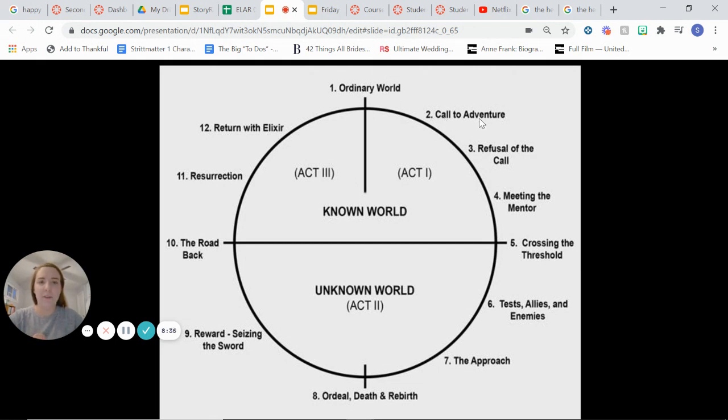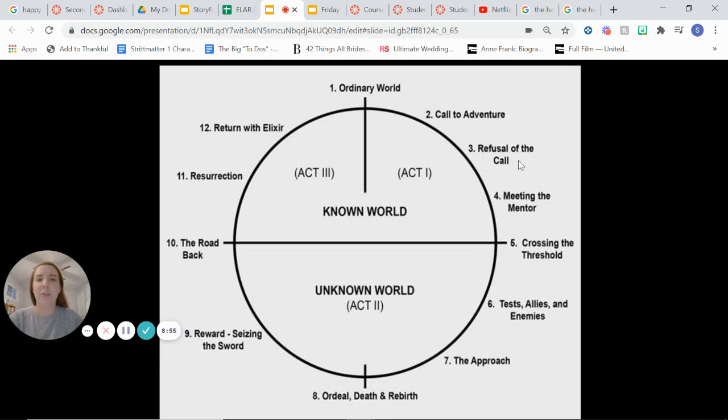So the call to adventure is usually a stranger coming to town. Somebody brings a message. Something crazy happens. Well, in this case, something kind of crazy happened. Her sister goes berserk. Turns out she has powers, and she runs away. So that's Anna's call to go out and go on an adventure.